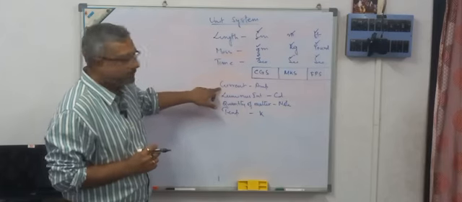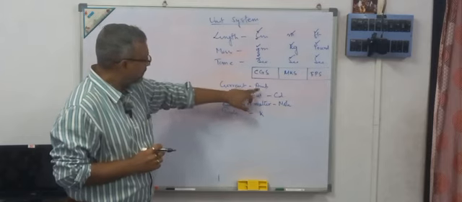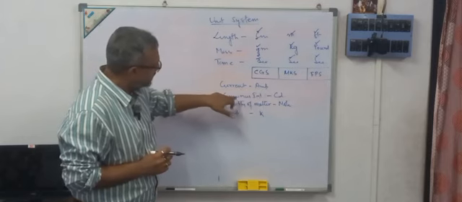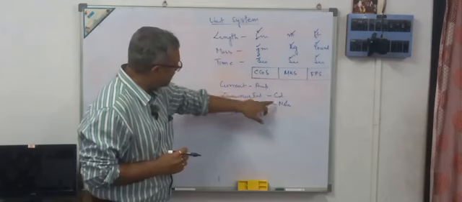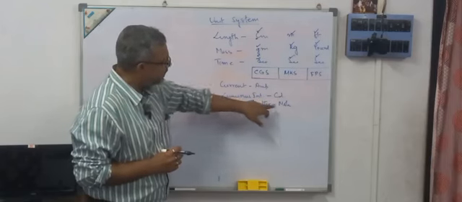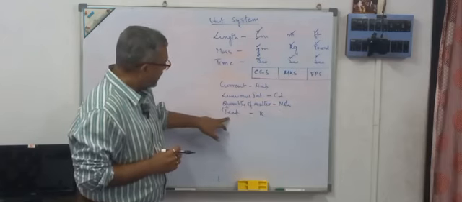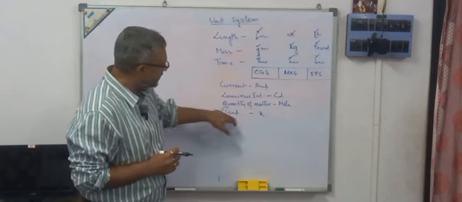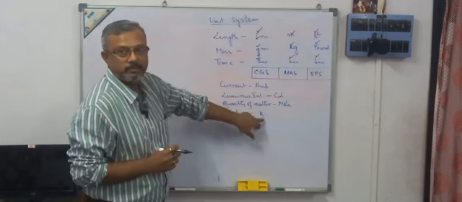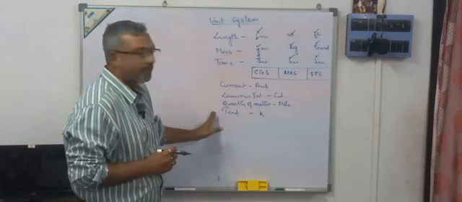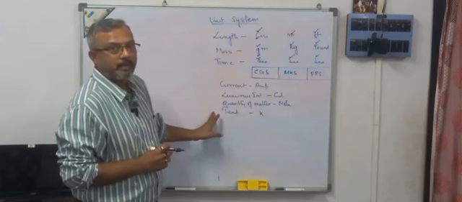Other than these 3, there are another 4 fundamental units. They are current, whose unit is ampere, luminous intensity, whose unit is candela, quantity of matter, whose unit is mole, and the 7th one is temperature, whose unit is Kelvin. That means a total of 7 fundamental units are there.